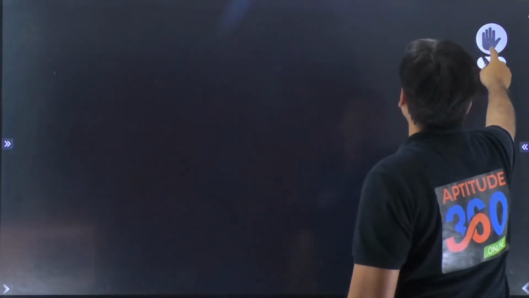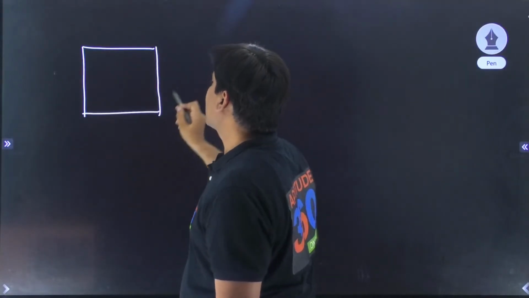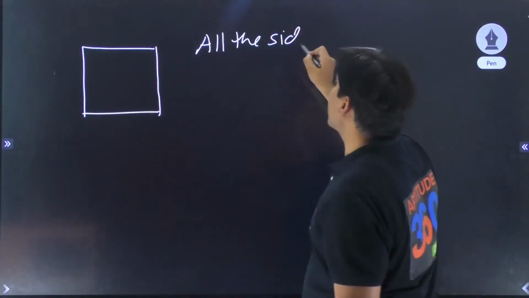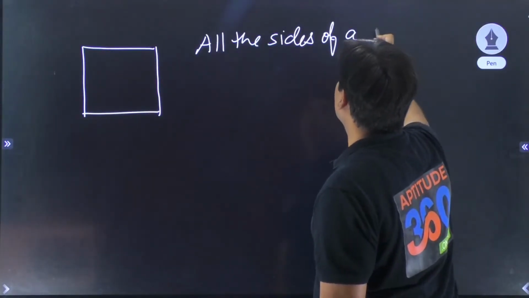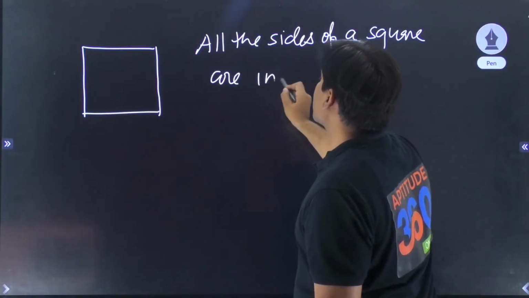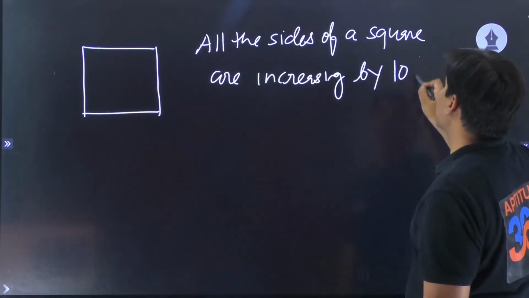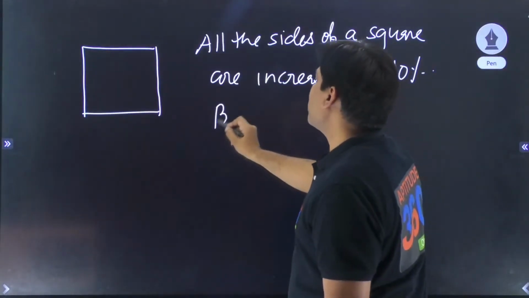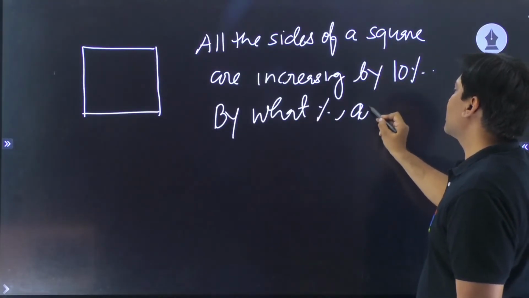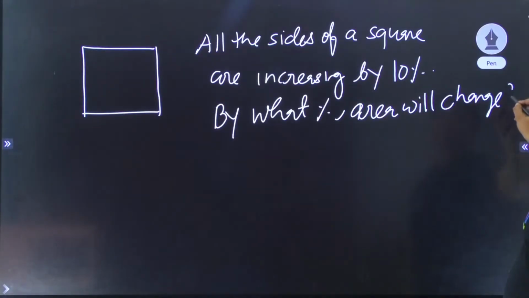I say this. I have got a square and this is the square. All the sides of a square are increasing by 10%. By what percent will the area change? By what percent will the area change? What do you think is the answer? Waiting for your answer.